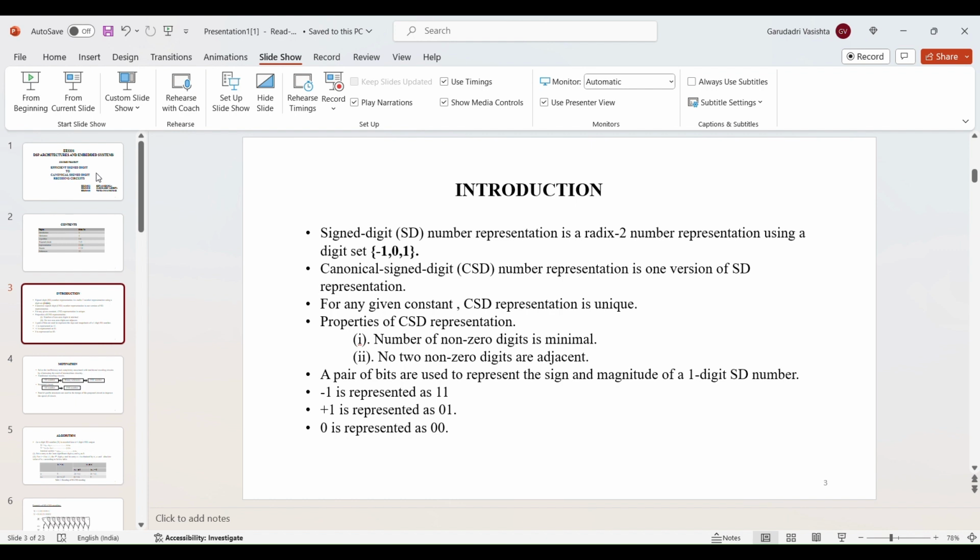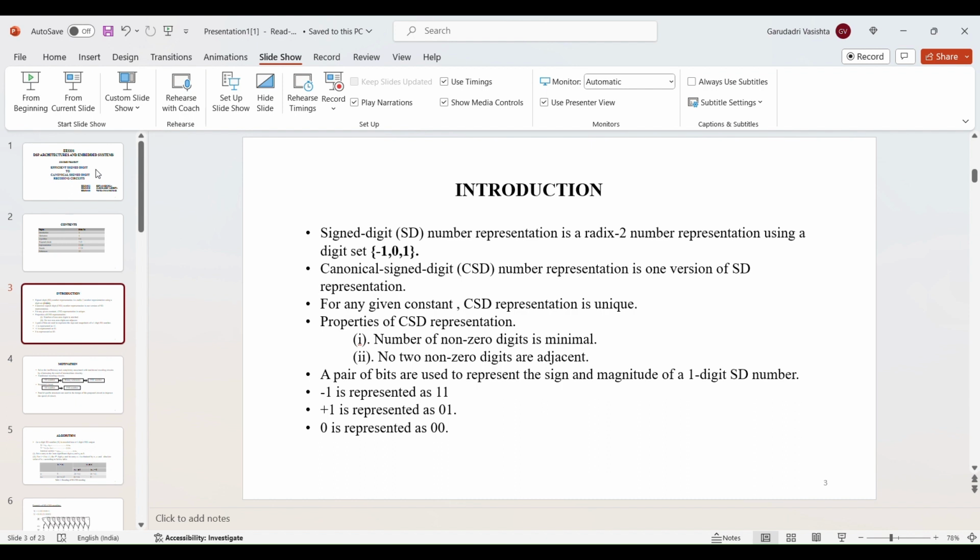So signed digit is one form of number representation where we use the digit set -1, 0 and 1 in order to represent any number. As you can see, the number 15 is represented in three different ways, which essentially says that the signed digit representation is not unique and has more non-zero digits. Having more non-zero digits while representing any number makes multiplication difficult. So we need a number representation which has a minimal number of non-zero digits and has a unique representation for each number.